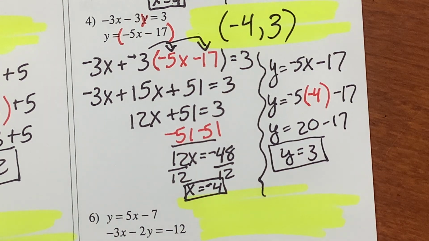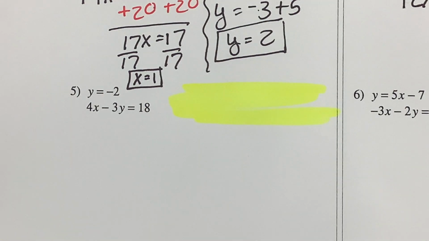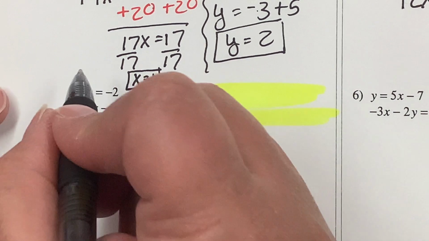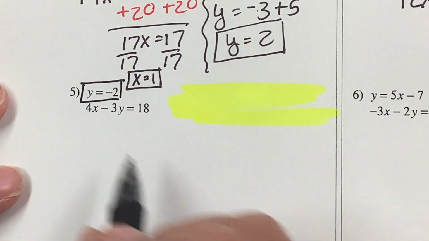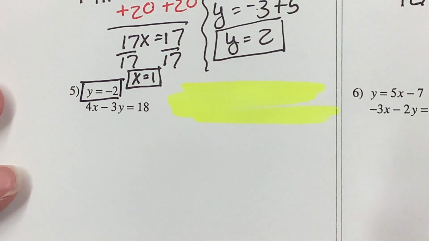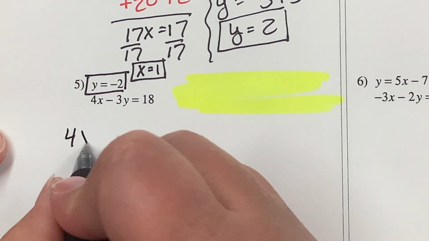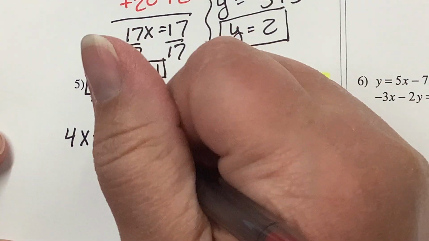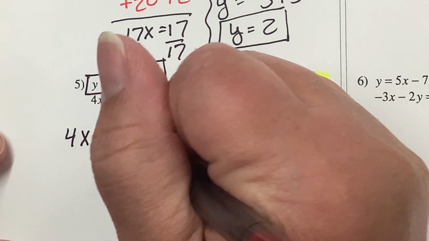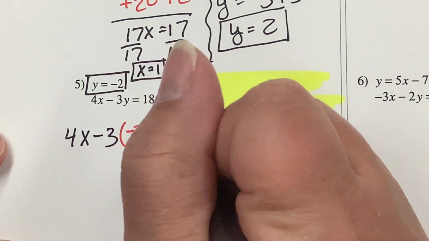The next one is so nice and easy. You know why? They gave me y. So I should just put a box around it because I already know what y is. And I'm just going to substitute that into there to find x. So 4x minus 3. y is negative 2. So I just have to multiply times negative 2 equals 18.